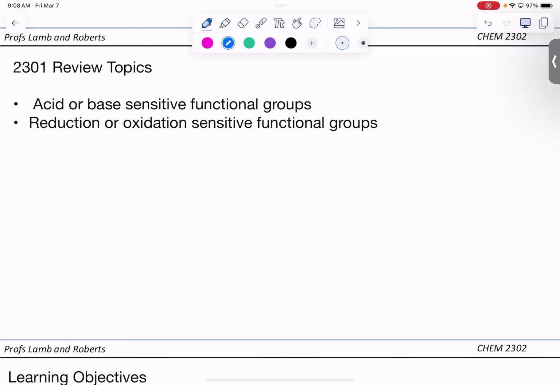We're going to talk about acid and base sensitive functional groups today because we're going to learn how to protect those groups so that they don't react in a reaction. We're also going to think about oxidation or reduction sensitive functional groups. As you might imagine, this is the chapter about ketones and aldehydes. Those are certainly sensitive to oxidation if you're an aldehyde, to carboxylic acid. They're sensitive to reduction with hydride reagents and H2 reagents and things like that.